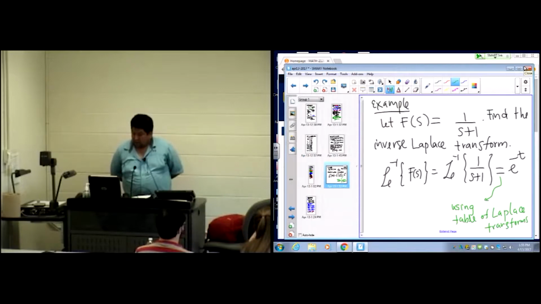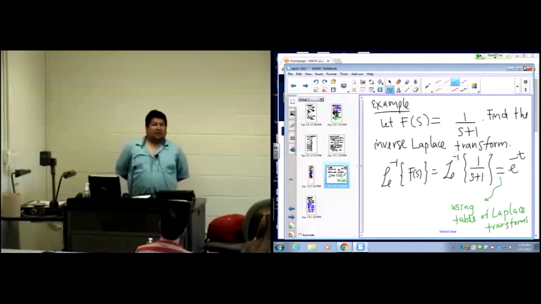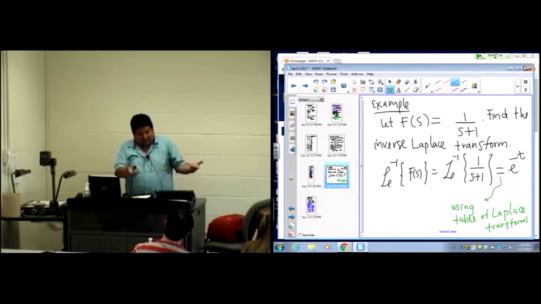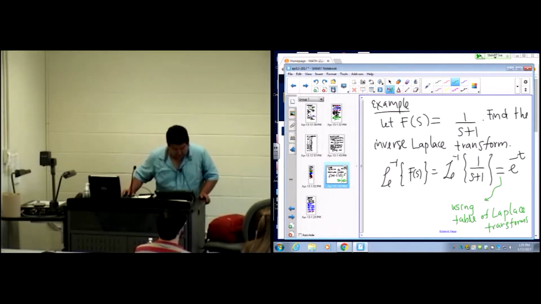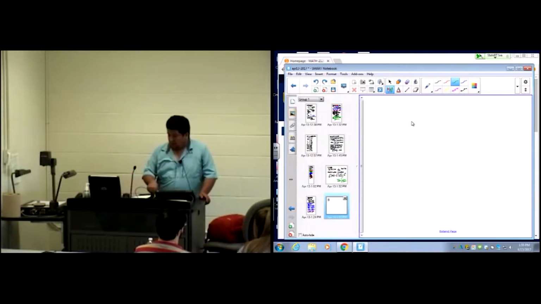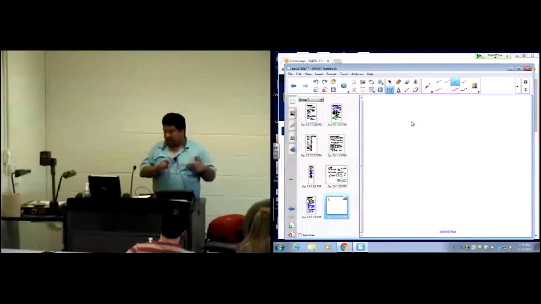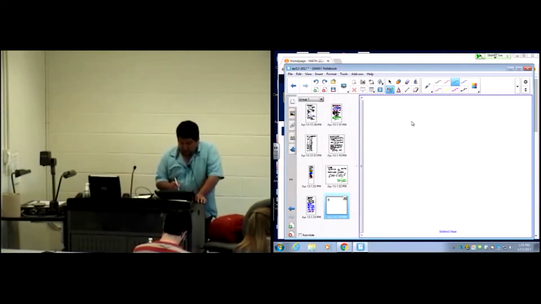So let's say that the function we start with, which is big F of s, has the form s squared plus s plus 1 over s cubed plus s. The first thing we're going to notice is that we can rewrite that denominator. Note that s cubed plus s, we can write as s as a common factor multiplying the quantity s squared plus 1. So we could rewrite that denominator.